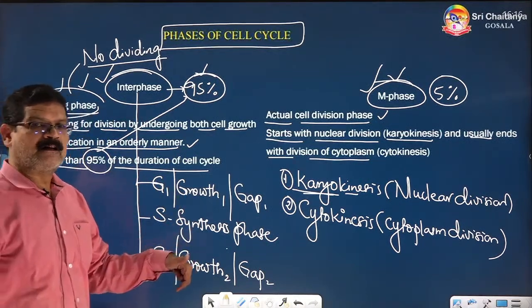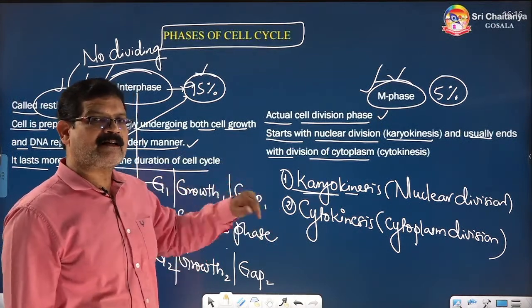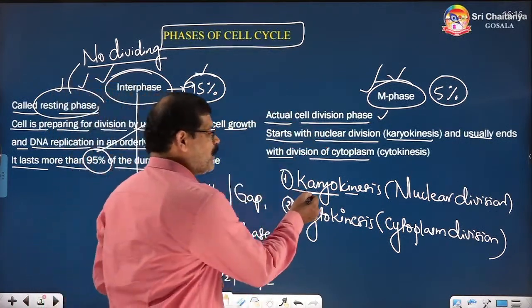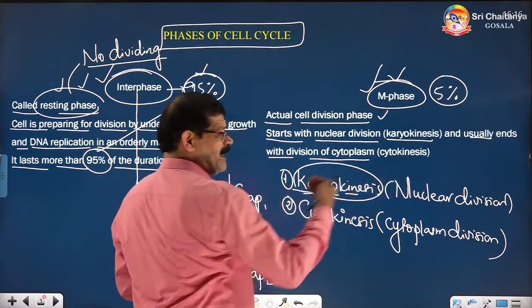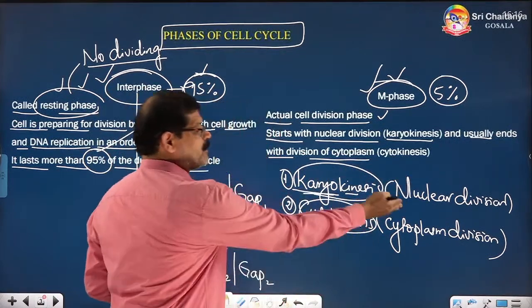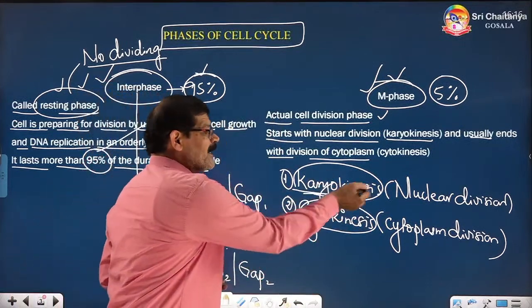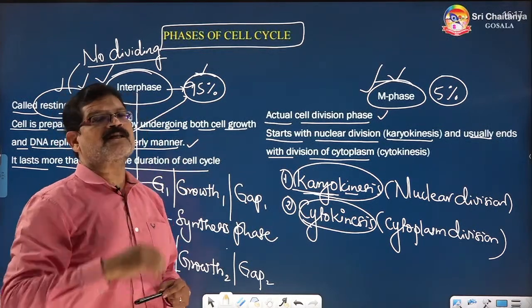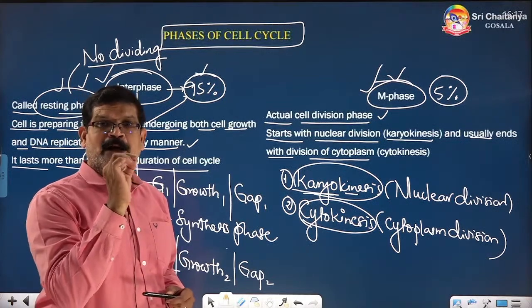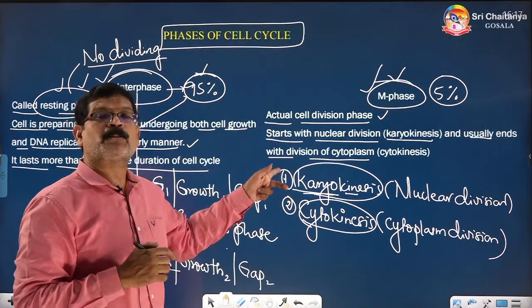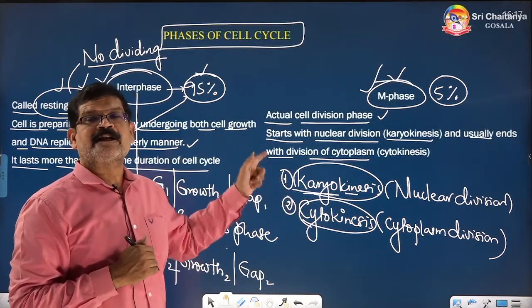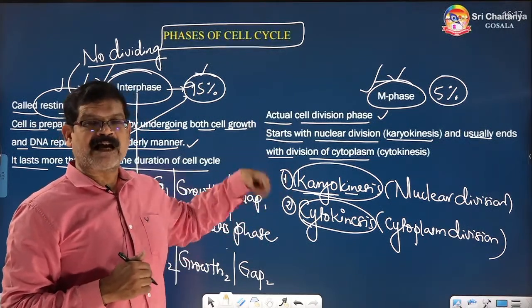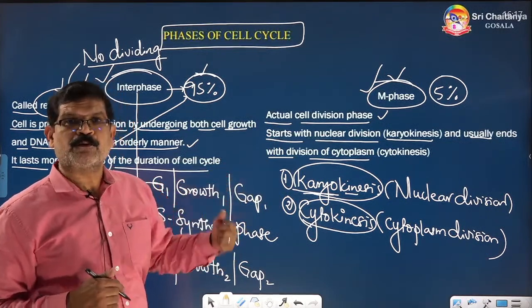In the next one, the diagrammatic representation, as I already said, we are going to watch the interphase and M phase. Here in the M phase, karyokinesis is one of the important things, which is called nuclear division, and cytokinesis is called cytoplasm division. Karyokinesis is further divided into 4 stages: the first is prophase, next metaphase, next anaphase, next telophase. These are all the stages with the diagrammatic representation. In the next page I am going to show it to you. Please watch it.